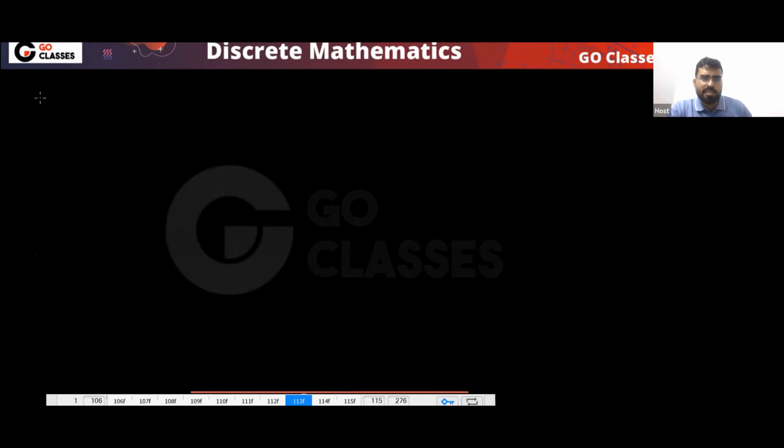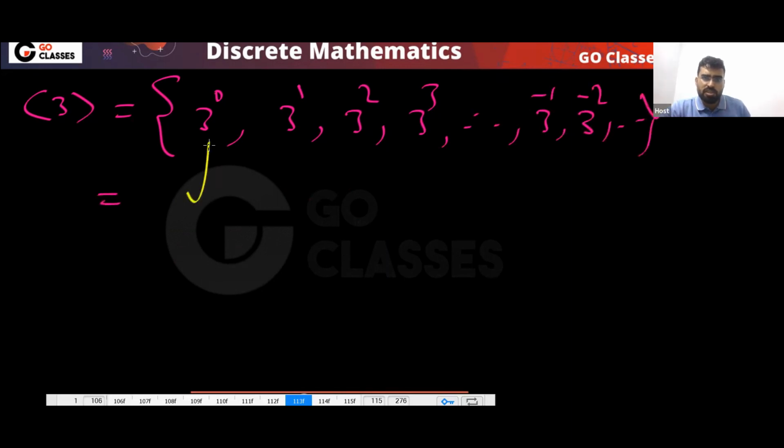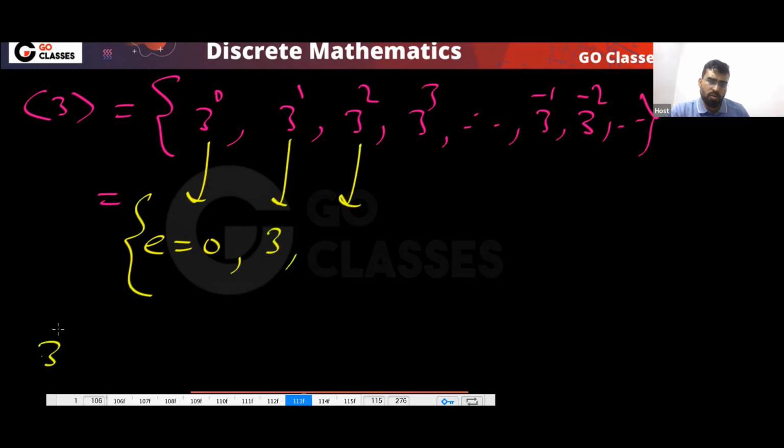What is the subgroup generated by 3? That means 3 power 0, 3 power 1, 3 power 2, 3 power 3, 3 inverse, 3 power minus 2, and so on. So what is 3 power 0? This is your identity element, that is your 0. 3 power 1 is 3. What is 3 power 2? This means 9 mod 4, so that will be 1.